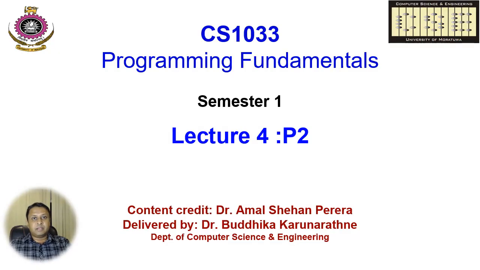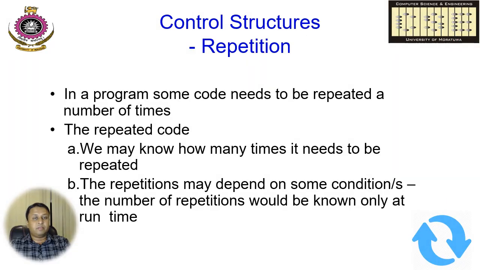Hello and welcome to part 2 of lecture 4, in which we discuss looping control structures. So far we understand that we might need to repeat some blocks of code in a computer program. But how many times do we need to repeat that block of code? It is possible that we don't know the exact number of repeats.